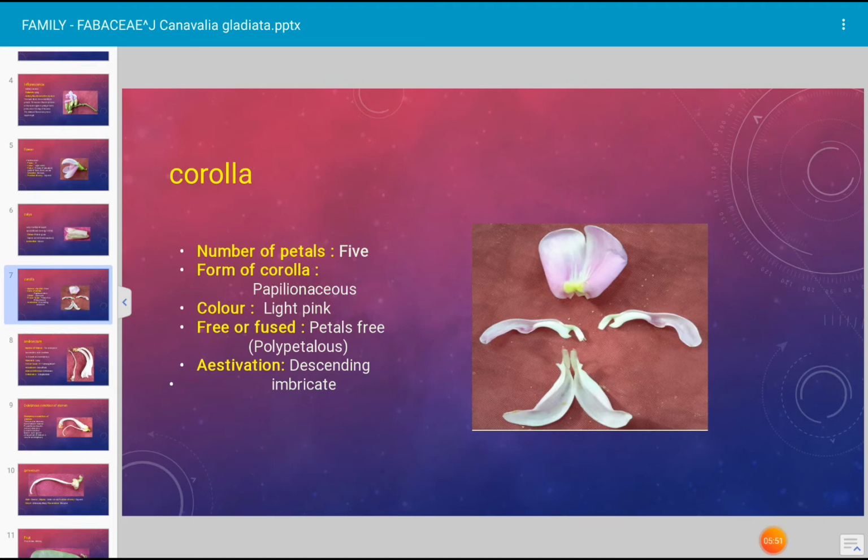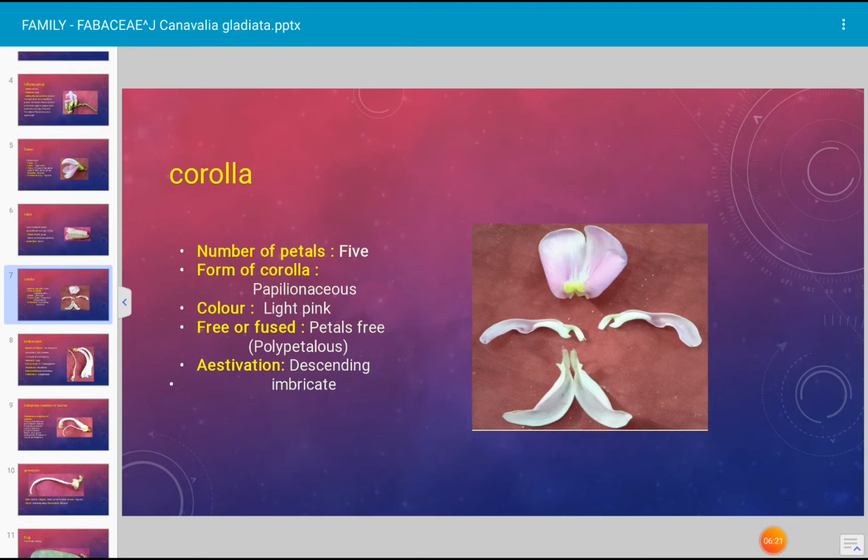Color of the flower is light pink, violet pink. It is very beautiful pink, as shown in the photograph, and the petals are free. When the petals are free in the flower, that corolla is described as polypetalous corolla. And aestivation, that is arrangement of the petals in the flower. How is the aestivation? Aestivation is descending imbricate aestivation.